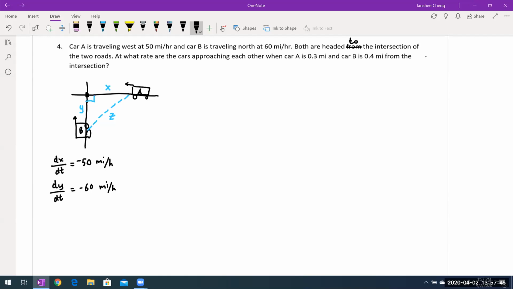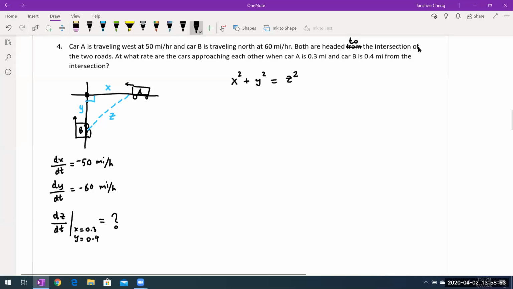And what we are interested in is dz/dt, the rate of change of the distance between the two cars, particularly when x is equal to 0.3 miles away and y is equal to 0.4 miles away. And this is what we want to evaluate. Okay. So since this is a right triangle, I can use the Pythagorean theorem, which is x squared plus y squared equals z squared. So before I move any further, are we all okay with this? Do we have any questions?